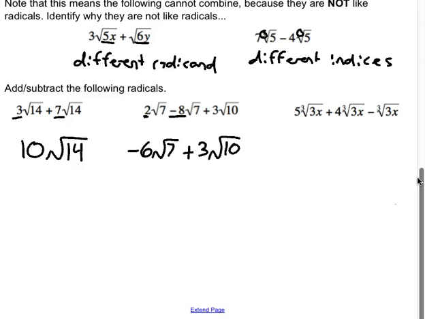And the same rules apply even if you have a variable. So 5 cube roots of 3x plus 4 cube roots of 3x minus 1 cube root of 3x. So 5 plus 4 gives me 9, minus 1 gives me 8 of those cube roots of 3x. So the same thing applies even if I have a variable there as well. All right, so there's some basics.